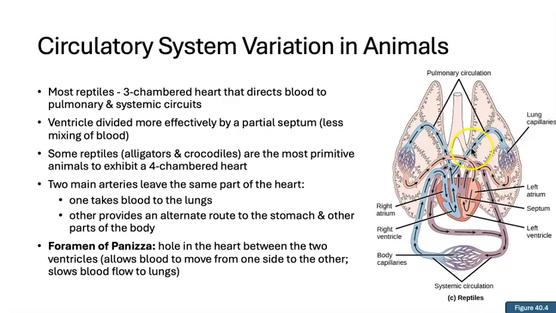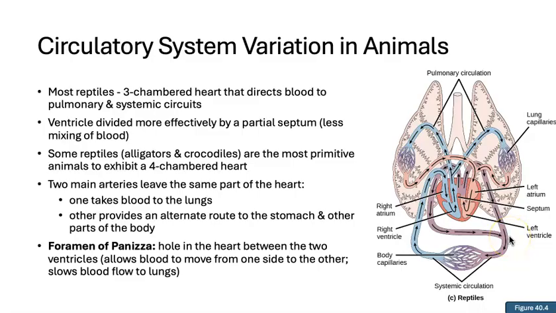So that's why we always define arteries as carrying blood away from the heart and veins always carrying blood back to the heart, rather than defining an artery as always containing oxygenated blood. Other vessels here are going to provide alternate routes to go to the stomach and other parts of the body. And we can see some of these vessels traveling with this mixed blood within it over here as well.